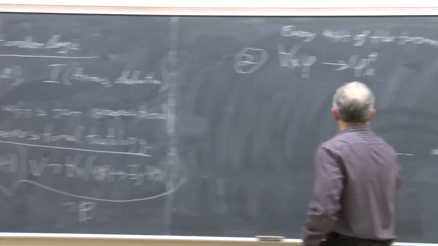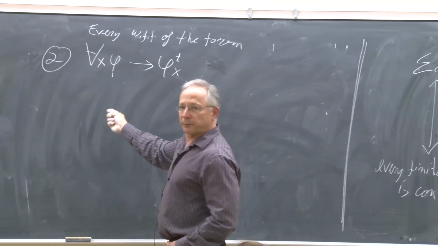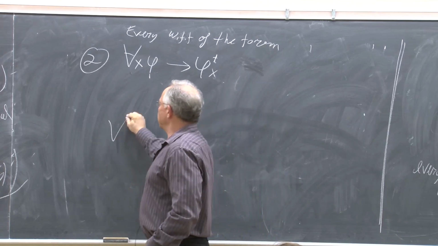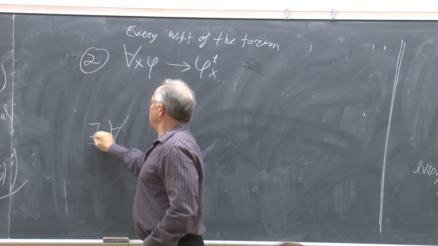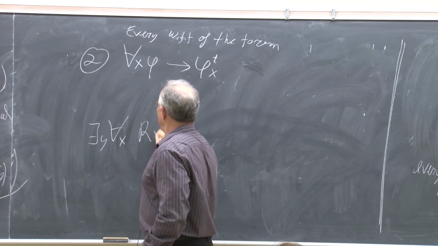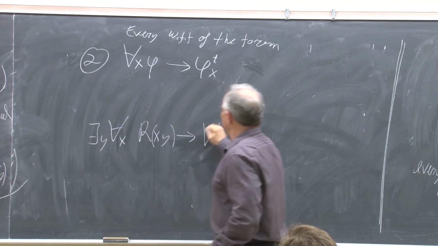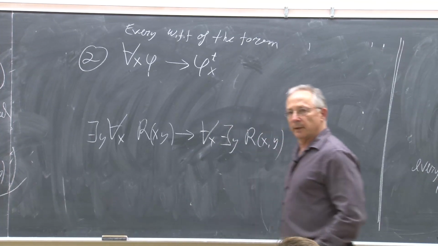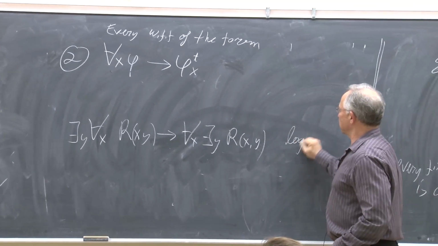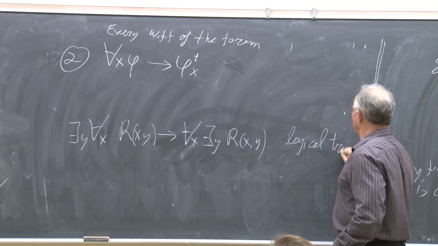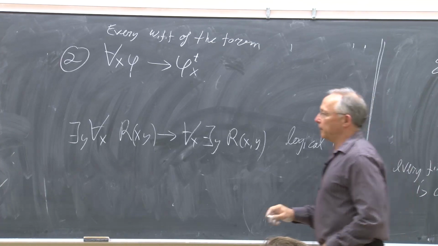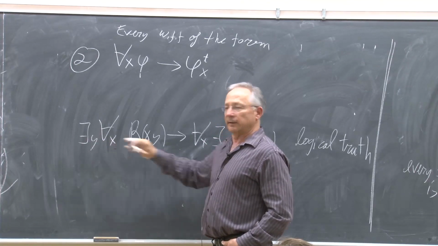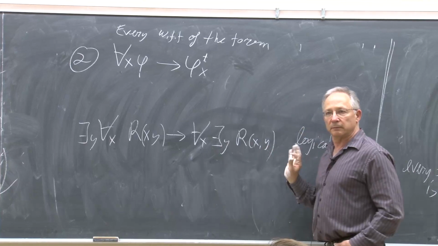So for example, it's a good question, but look at the formula that we showed that it is true. We showed that if there exists a y such that for every x R(x,y), then for every x there exists a y such that R(x,y). We know that this is a logical truth. If there is someone that everybody likes, then everybody has someone that they like.